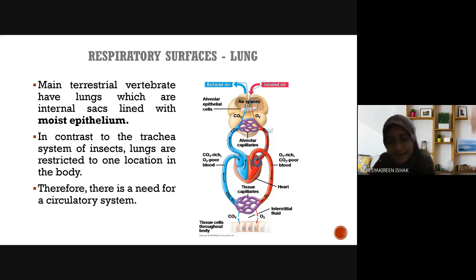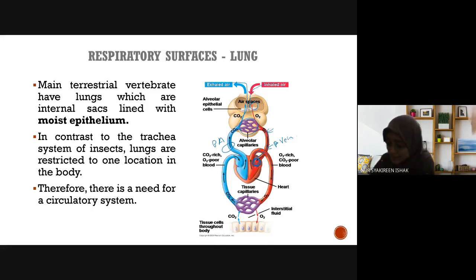We call it, yang ni adalah left atrium. Ini adalah pulmonary vein. The pulmonary vein carries oxygen-rich blood to the heart, to the left atrium. Ni pulmonary artery, it carries oxygen poor blood. From the pulmonary vein into the atrium, into the left ventricle, out into the aorta, into the systemic circuit.